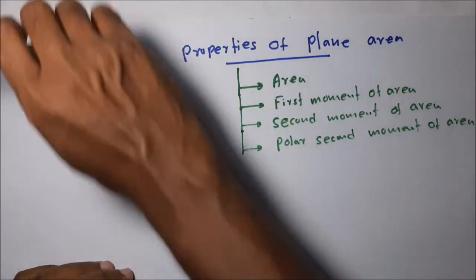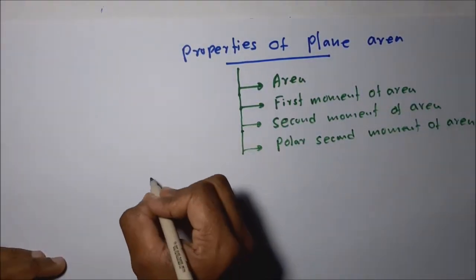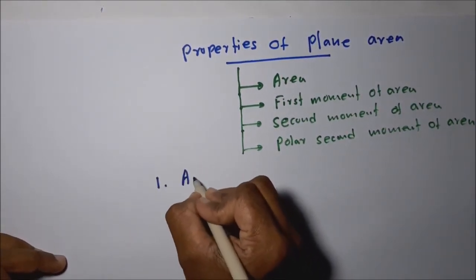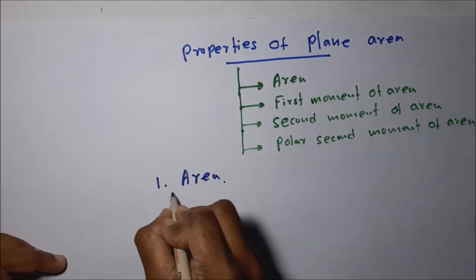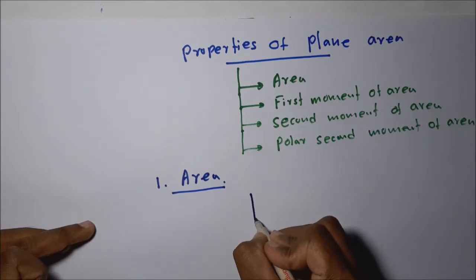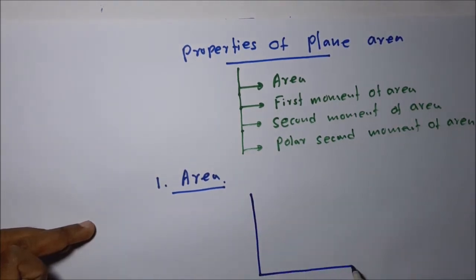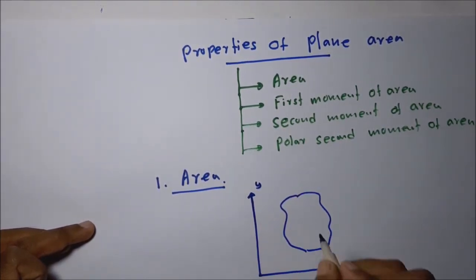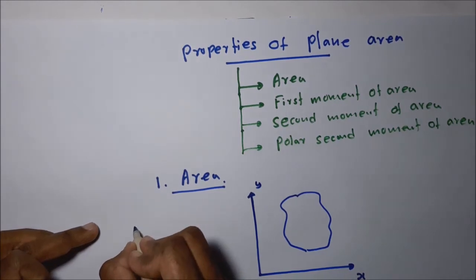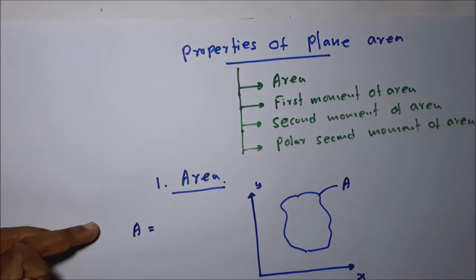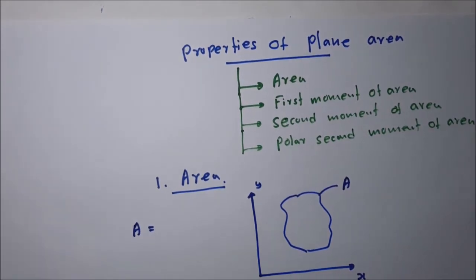So how do we define the area? First, let's take the first one. Area. What is area? Let's take a certain area in this coordinate system xy. How do we calculate the area A for this figure? What is the method to calculate this area?